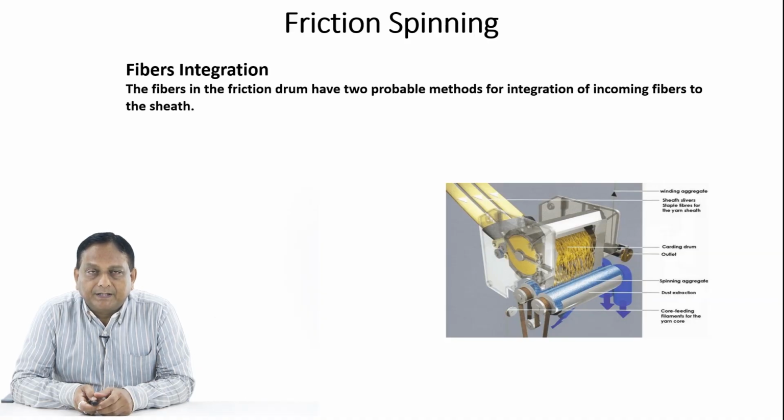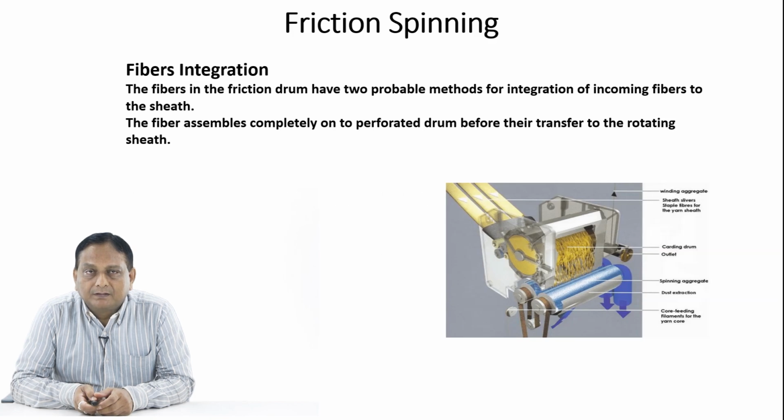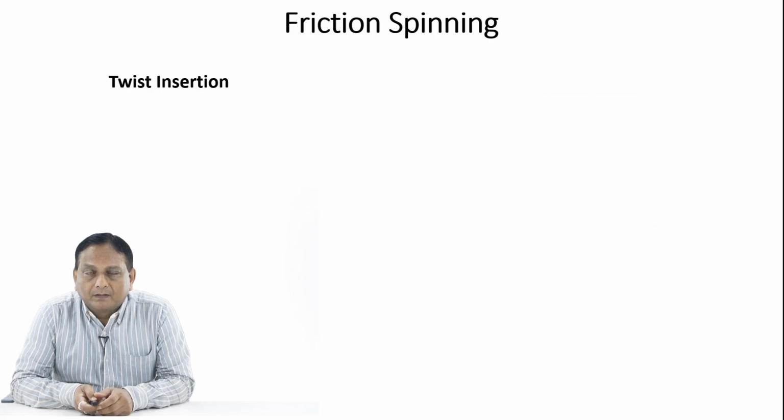Fiber integration: the friction drum has 2 possible methods of integration of incoming fibers to the sheath. The fibers assemble completely onto the perforated drum before the transfer to the rotating sheath. Or the fibers are laid directly onto the rotating sheath. So this is the way fiber integration takes place. Let us see the twist insertion, how it takes place in friction spinning.